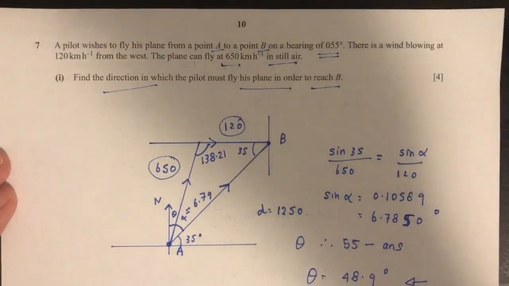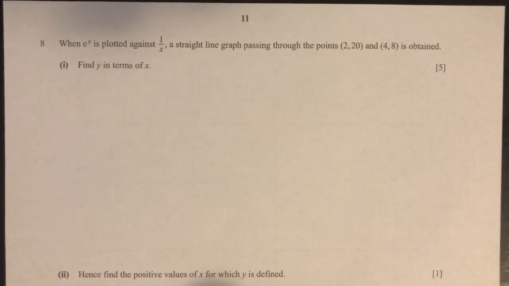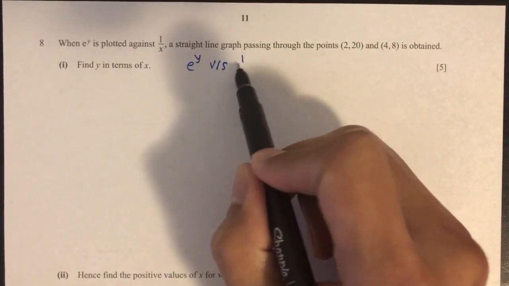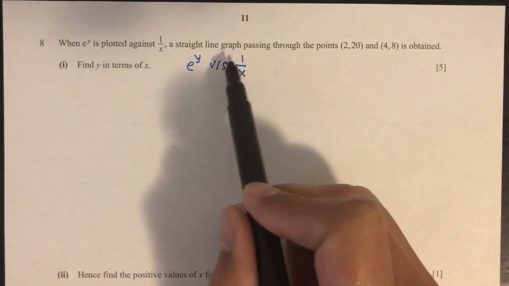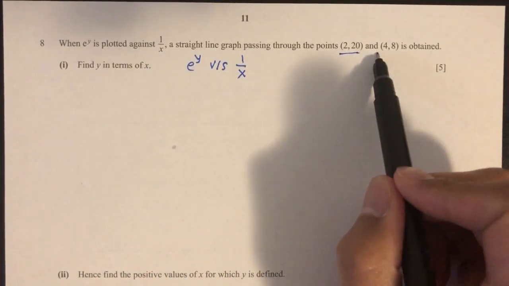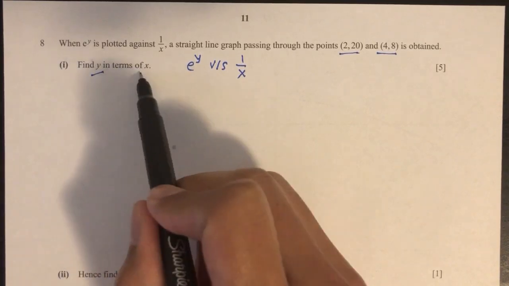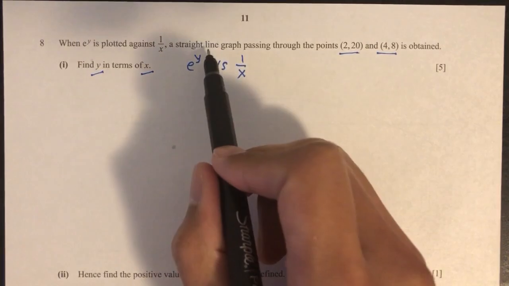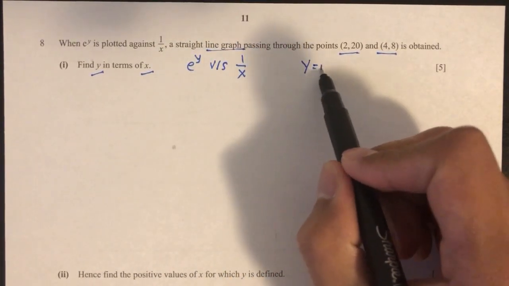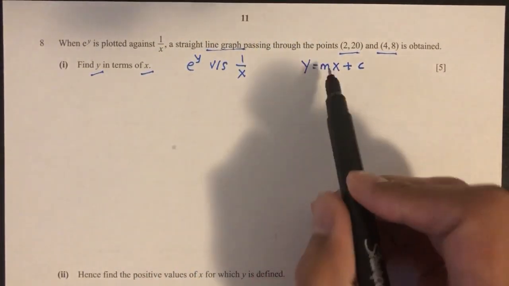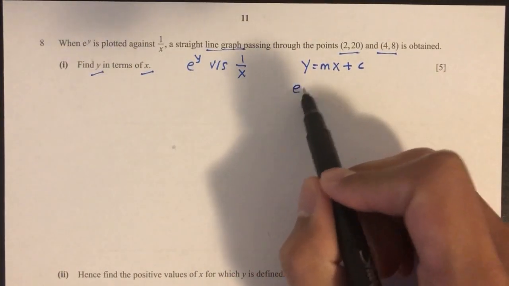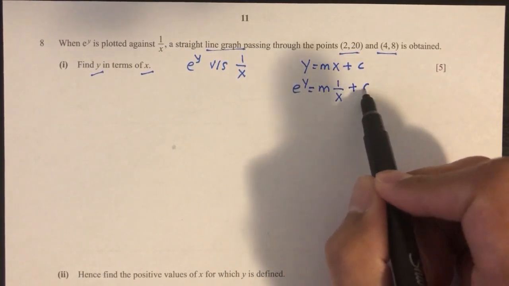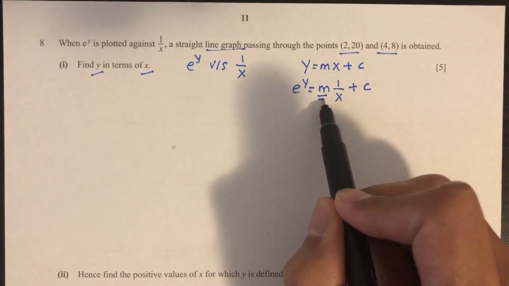This is question number 7. Question number 8: when e^y is plotted against 1 over x, a straight line graph passing through the points, this and this, is obtained. Find y in terms of x. So we just have to find the gradient. If it is a straight line, it needs to be in the form y equals mx plus c. But since it is e^y, this will be e^y equals m times 1 over x plus c as a straight line. So let's first find the gradient.